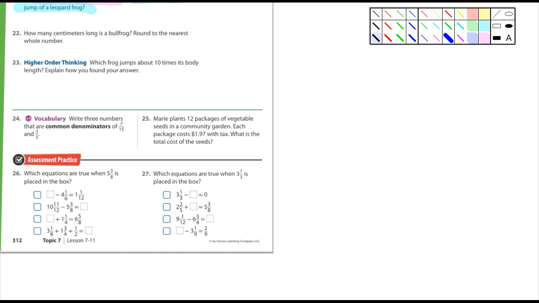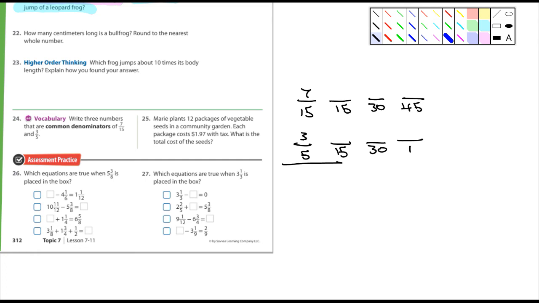24. Write three numbers that are common denominators of 7/15 and 3/5. So here's 7/15 and 3/5. What's a common denominator we could use? Well, the most obvious one is 15. What's another common denominator we could use? Well, we could double 15, that becomes 30. And 5 also goes into 30. What's another common denominator we could use? How about 45? Add in another 15.